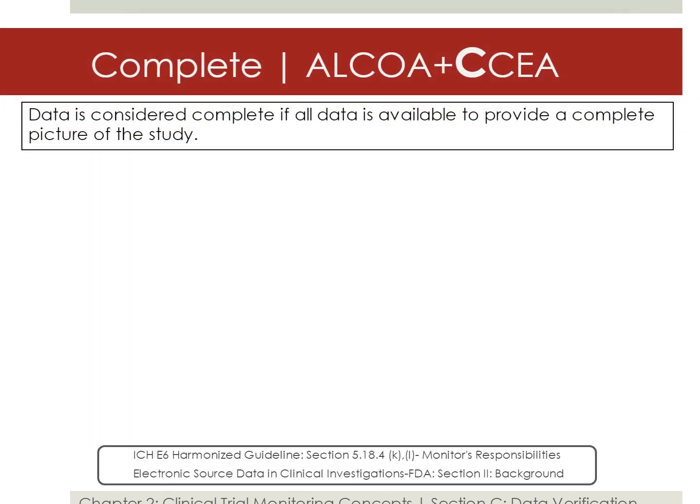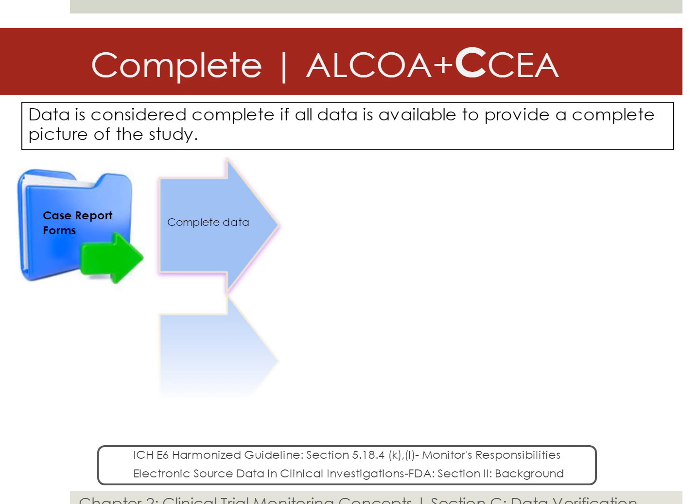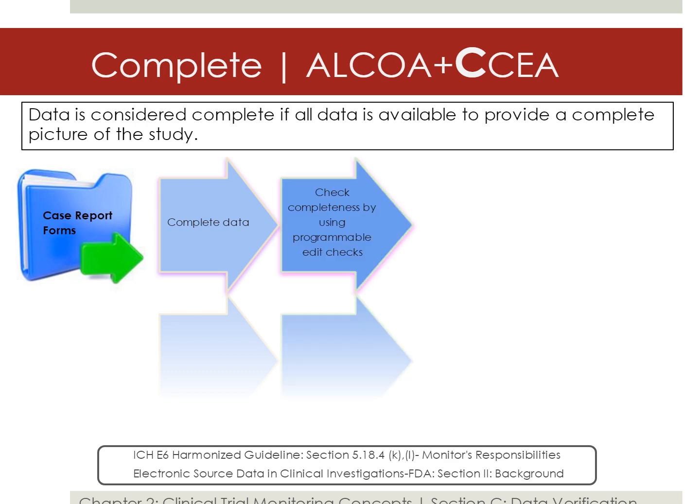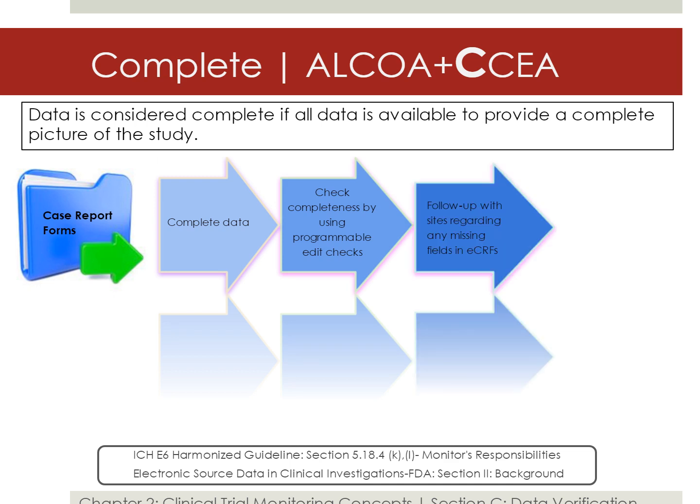Data is considered complete if all data is available to provide a complete picture of the study. Take a moment to think about steps a monitor should take in order to verify that data is complete. A monitor verifies completeness of data by ensuring all necessary information on case report forms is reported. Many ECRF systems check data for completeness by utilizing programmable edit checks. Monitors should follow up with sites regarding any missing fields in ECRFs.